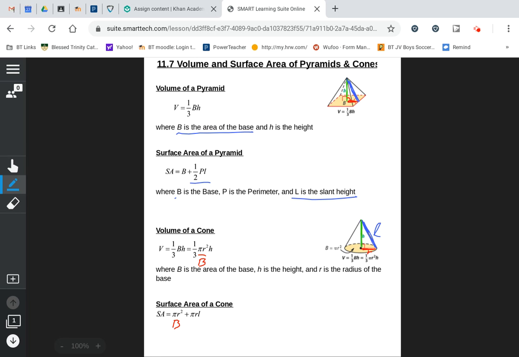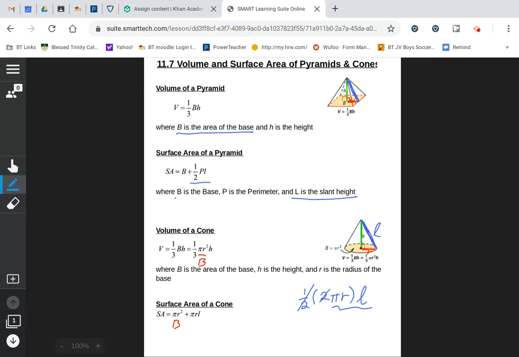And how we get pi r L is, if you think about it, 1/2 P L. What's P? The perimeter of the base, which is 2 pi r because it's a circle, times the slant height, which is L. And then half of 2 pi r is just pi r L. So there's where that pi r L comes from, from the 1/2 P L. So the formulas are the same. It's just when we start dealing with circles, it's pi r squared, pi r, 2 pi r, all that good stuff.